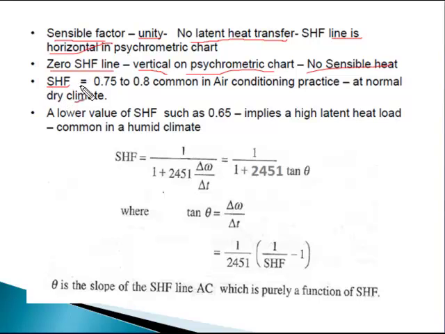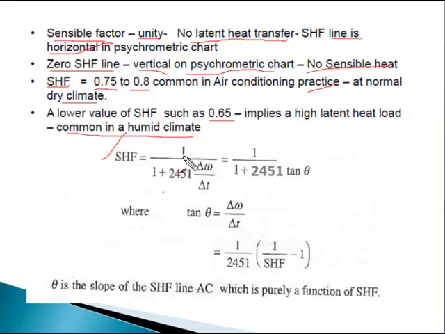Commonly the sensible heat factor value lies between 0.75 to 0.8 for air conditioning in practice and normal dry climate. A lower value of sensible heat factor such as 0.65 implies a high latent heat load, commonly in humid climate. Here one equation is used to calculate the sensible heat factor.